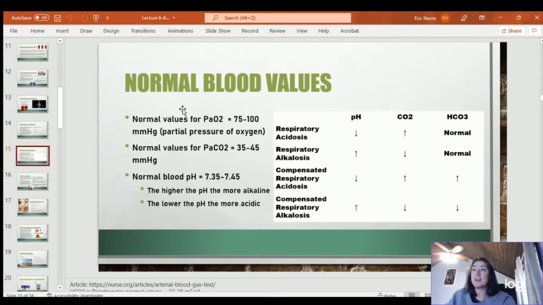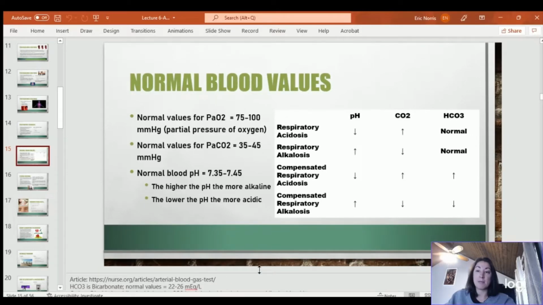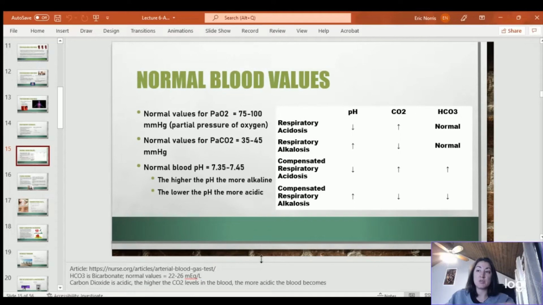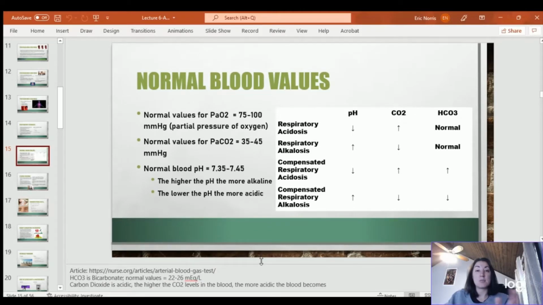More normal blood values, I just kind of put them down here, just exactly what I talked about in the last slide. And with respiratory acidosis, the blood pH has decreased, become more acidic. The carbon dioxide has increased. It's an acid, so there's too much in. But the bicarbonate, so HCO3 is bicarbonate, the normal values for that is 22 to 26. That has remained constant because all that's changed is your blood pH.